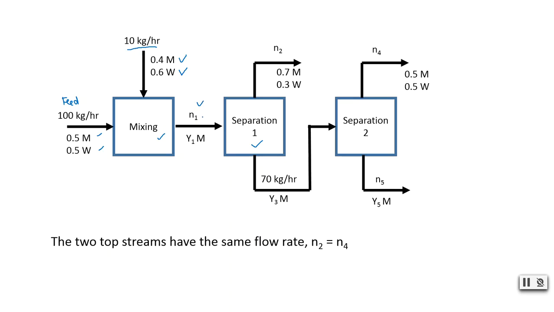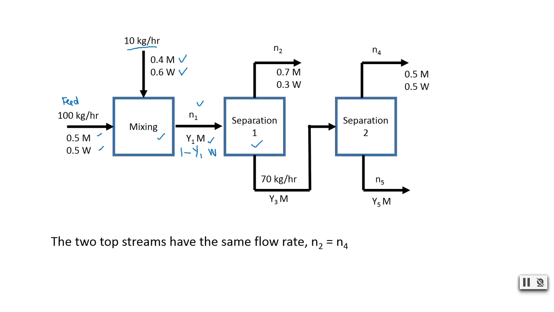From the mixing process to separator one, we have another stream. We just call it N1, and we have no idea of the fraction of methanol and water. So we put Y1M to represent methanol, and for water it's just 1 minus Y1. Because this only consists of two components, water and methanol, we just focus on the methanol.